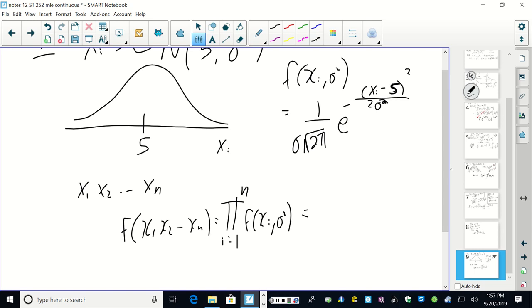So if each of these things are in there, some things just have sigma and a constant with no x's, right? So those things are going to get raised to the n power when we do the multiplication. Otherwise, you're going to get a summation because x is involved.